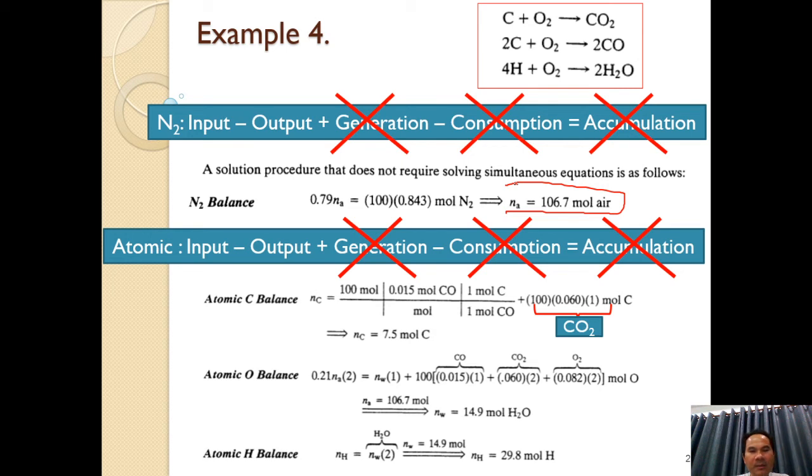Next step, the balance based on atomic balance. I talked to you about atomic balance previously, so it's the same. There's no generation and no consumption, and for this system, input equals output, with continuous flow and no accumulation. So input equals output for the carbon balance.